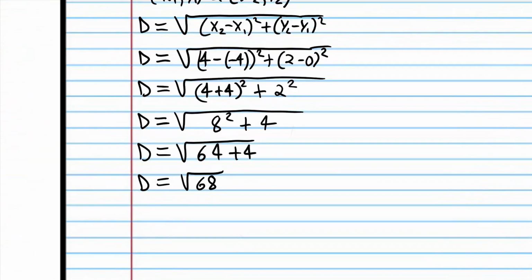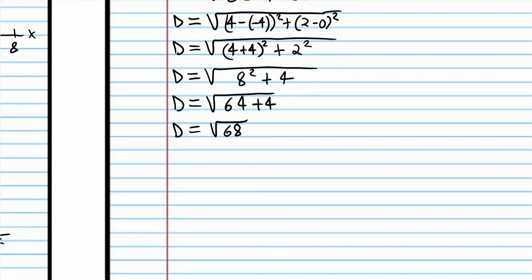Now, there is a perfect square here. You can use a calculator if you want, but if you divide by 4, you're going to find that 68 is 4 times 17.